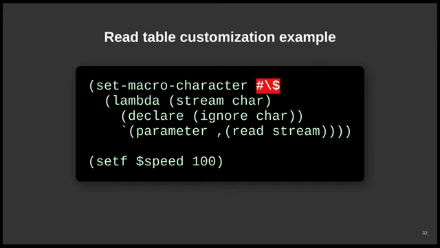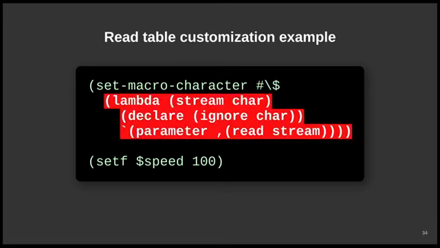The library function set-macro-character here is used to install a custom handler for the $ sign character. This custom code will be called from now on instead of the default handler, that is just reading a regular symbol. The handler itself is in this case a very simple anonymous function. This function will just ignore the $ sign and return an S-expression with two elements, the symbol named parameter and the result of reading subsequent characters.